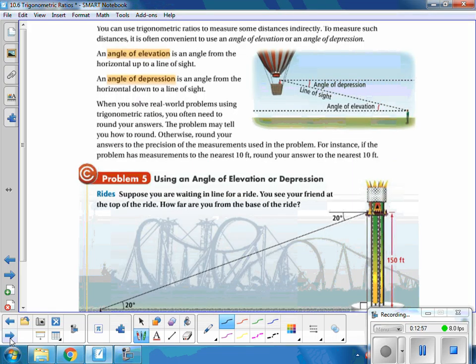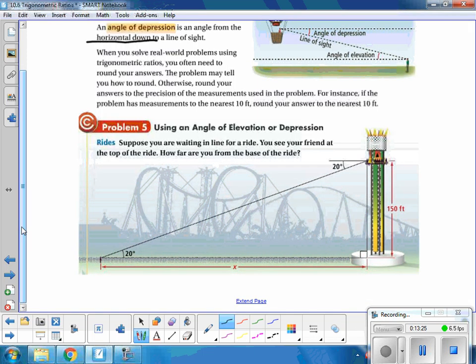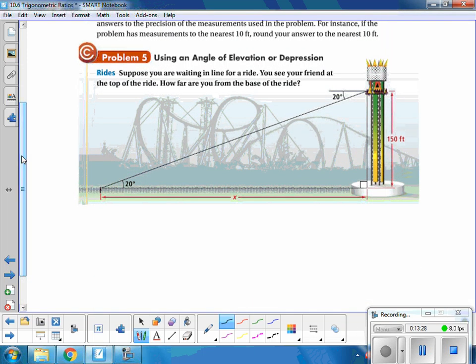You can use trigonometric ratios to measure some distance indirectly too. To measure such distance, it is often convenient to use an angle of elevation or an angle of depression. Okay, an angle of elevation is the angle from the horizontal up to a line of sight. An angle of depression is from the horizontal down to the line of sight. Okay, and if you look at the graphic there, it's a little bit easier to see what's going on, and we can use that to solve real-world problems. Like for instance, in this situation, we've got ourselves a right triangle out here.